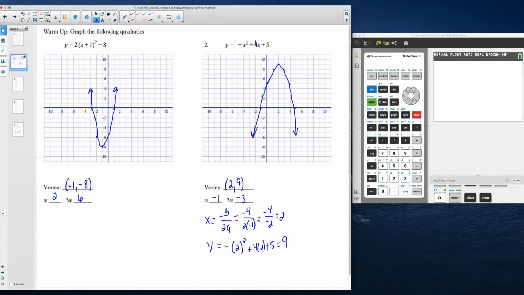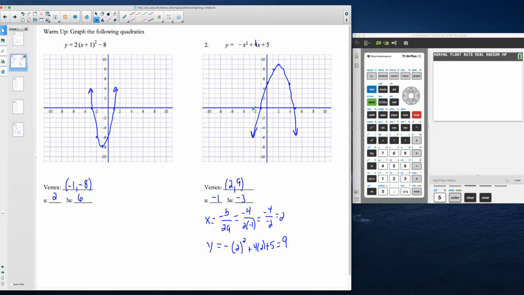Now my a value is -1. So I'm going to go down one to the right one, down one to the left one. Then I'm going to do 3a, which is down 3. Now I had room, so I went ahead and did 5a, which is down 5 to the right one, down 5 to the left one. Now the reason why I did that, all right?